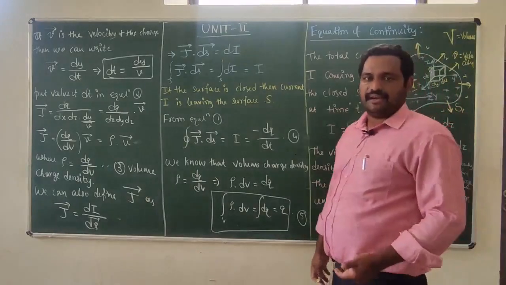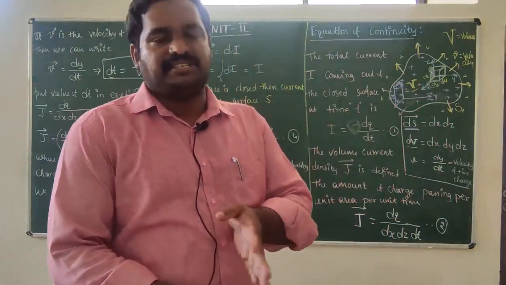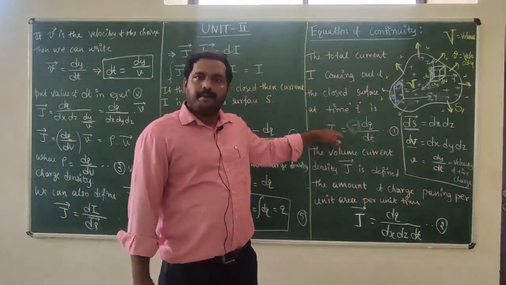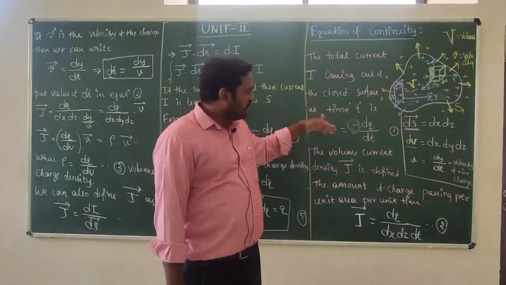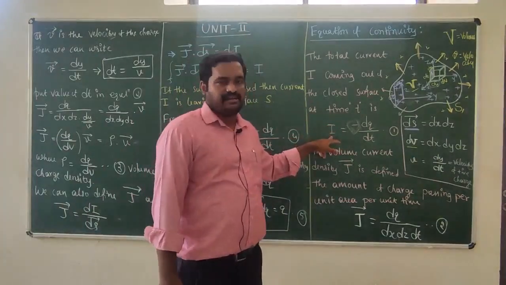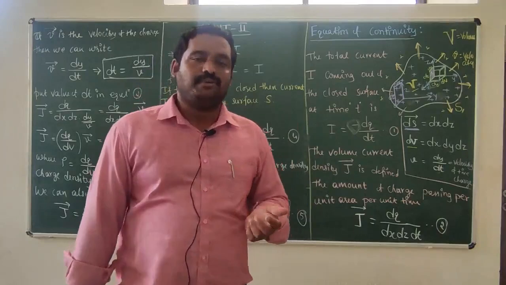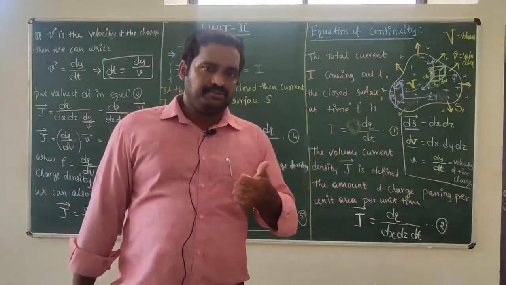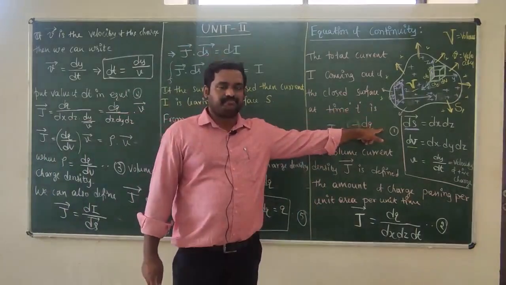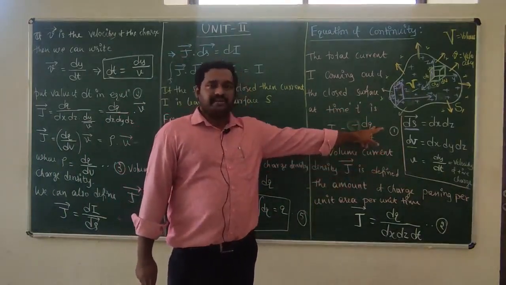Now we have current, we can easily calculate the current density. What is current density? Current divided by perpendicular area, that gives you current density. Here we have two ways using which we can easily calculate current density. One is using current itself, another one is using charge. First we will calculate current density using charge.